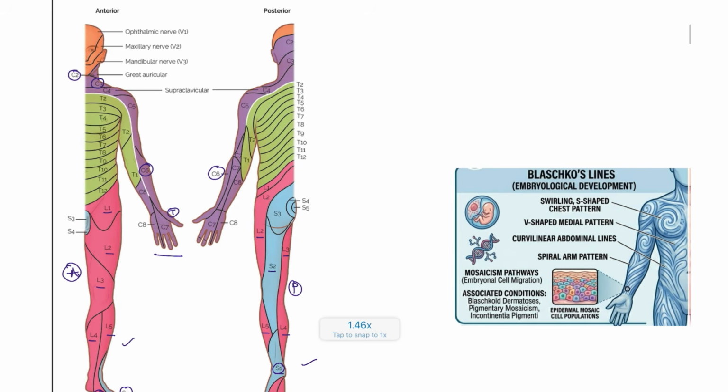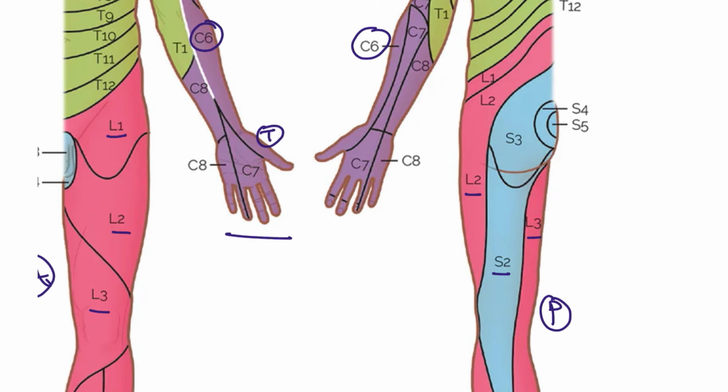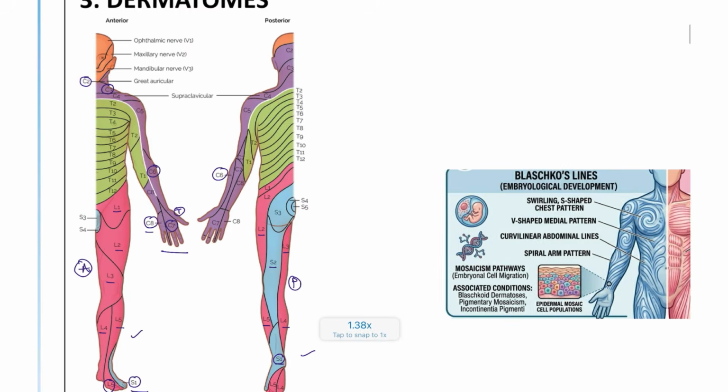These are the questions that can be expected in the examination. The complete palmar surface is supplied by C5, C6, C7, C8. The little finger is supplied by C8, the three middle fingers are supplied by C7, and the thumb is supplied by C6.